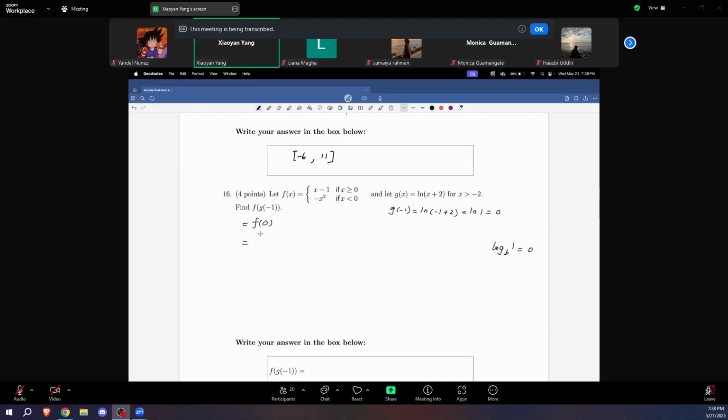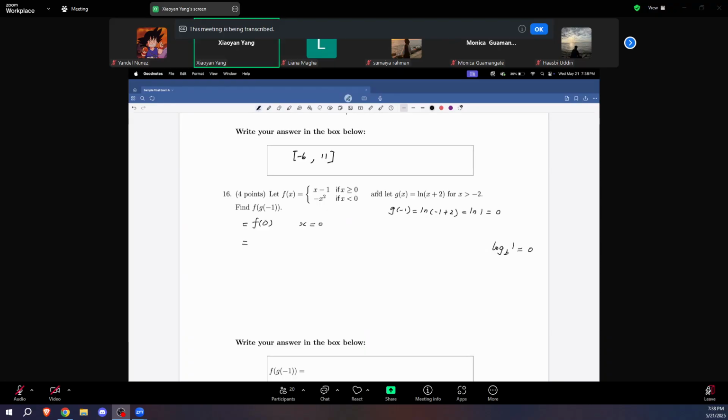Then copy everything. So right now it becomes f of 0. What is f of 0 equal to? We define f as two functions, not just one. g is only one function, but for f you have two formulas. You can only choose one, not two. Which one you use depends on the domain value. So this means when x equals 0.